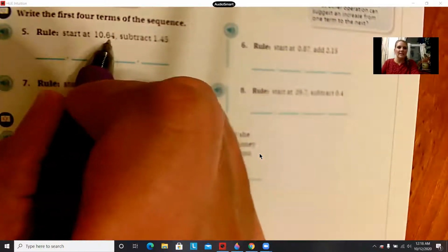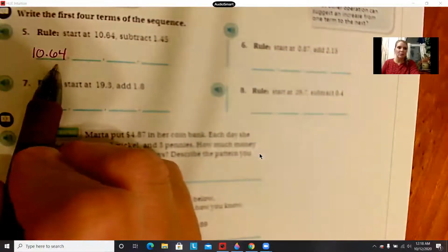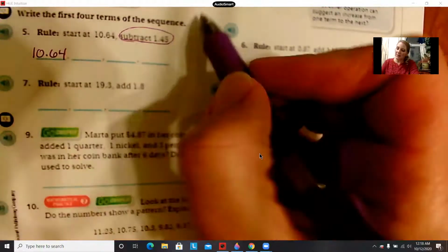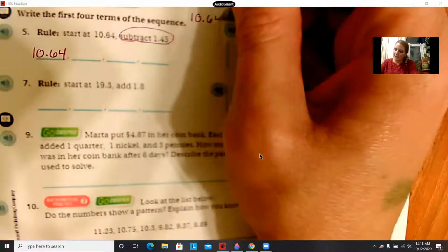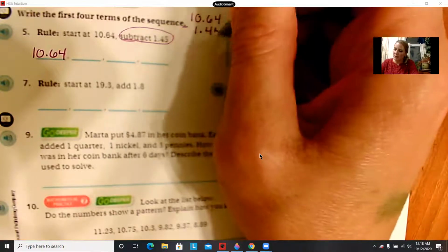It says start at 10 and 64 hundredths. So I could actually write that on my first line. Start at 10 and 64 hundredths. And here's my rule. Subtract 1 and 45 hundredths. Okay, so let's put this up at the top here. Can you see this if I write here? Good. 10 and 64 hundredths, and let's use the rule. Subtract 1 and 45 hundredths.